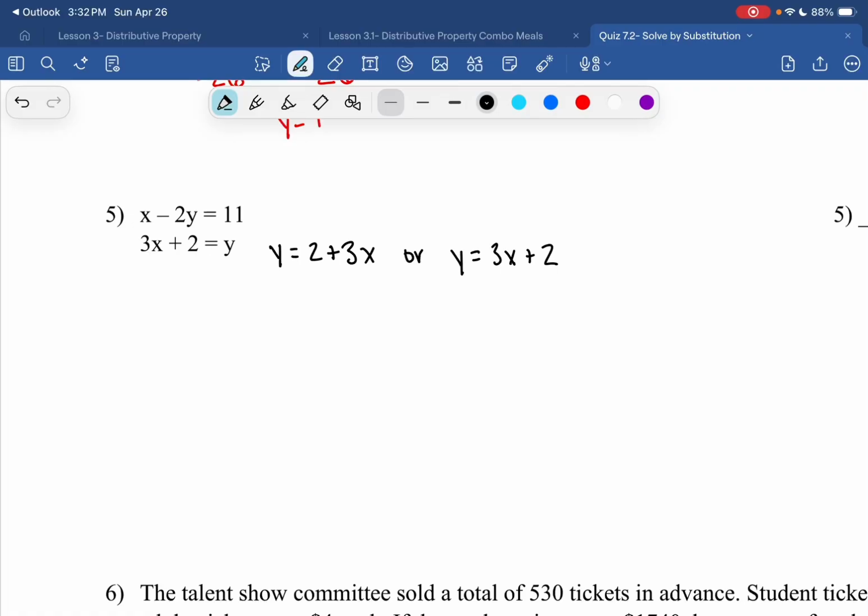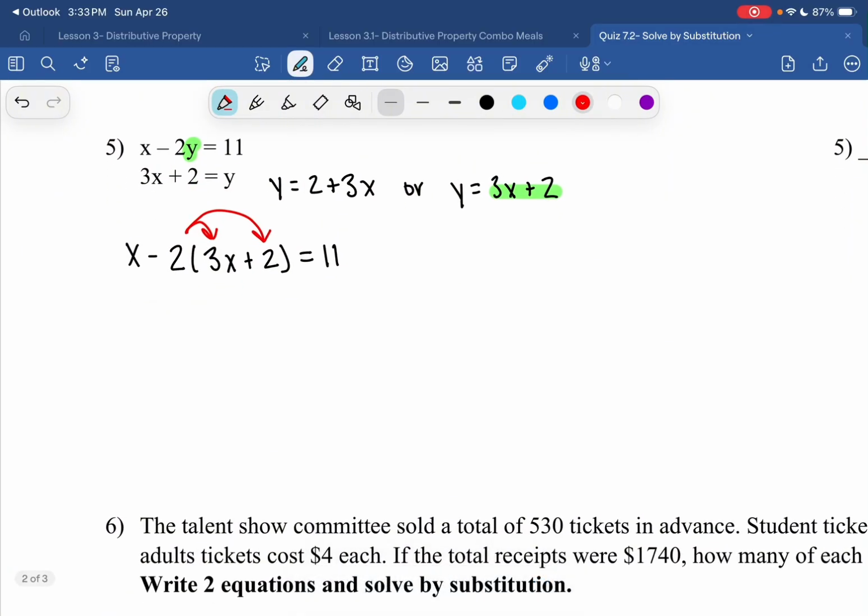Okay, so I'm going to plug in that value for y. So the 3x plus 2. And I'm going to plug that into the equation above. So let's do 3x plus 2 for y. Okie dokie, let's rewrite. We have x minus 2 times (3x plus 2) equals 11. All right, first things first, we need to distribute the negative 2. So now I'm going to have x minus 6x minus 4 equals 11.